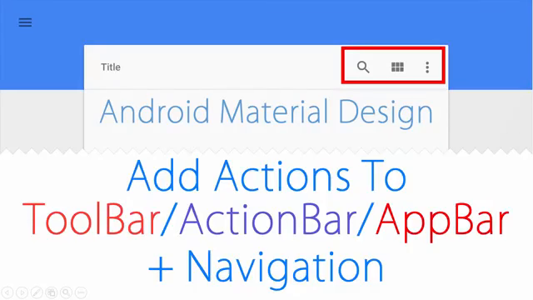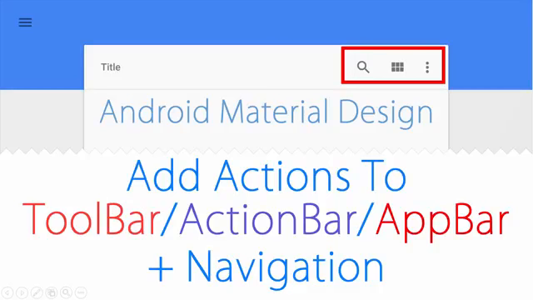Today, I'm going to talk about how we can add action items or action icons to the toolbar, how to reuse the toolbar between two different activities, how to navigate between different activities using the up affordance or the arrow or the home button, which you call it in your app.